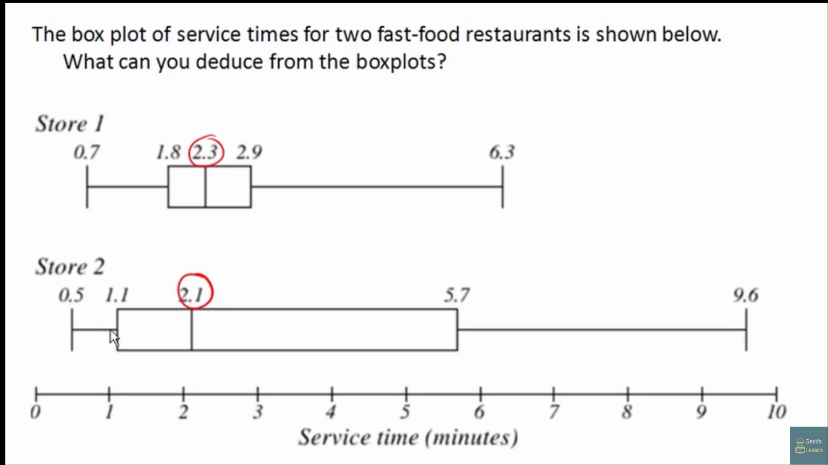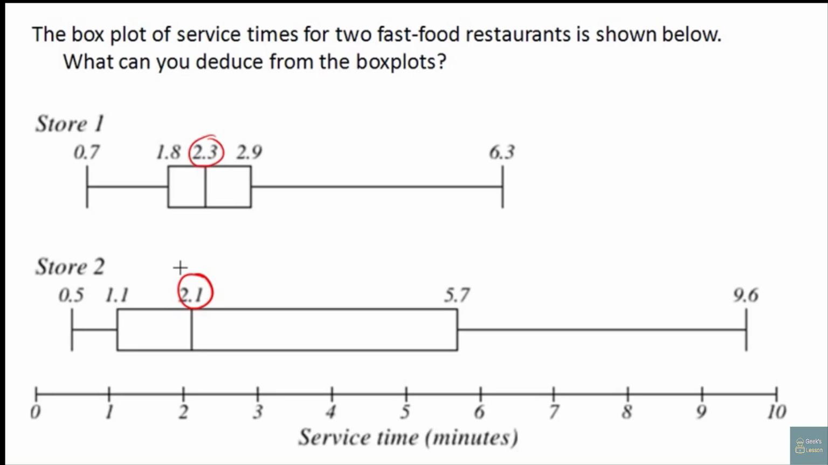remember, the median represents the score that divides the data in half, and so 50% of the time you're served in under 2.3 minutes here, and 50% of the time you're served in under 2.1 minutes there. So one could argue that on some measure of average, remember average is not a specific term, but by some measure of average, store 2 seems to serve a little bit faster.